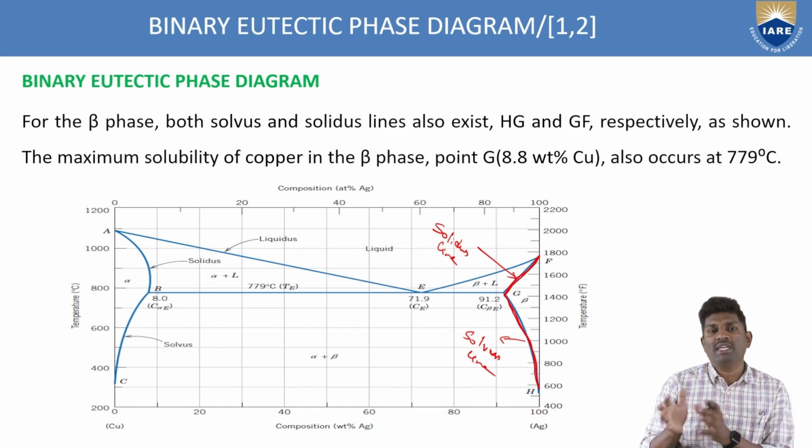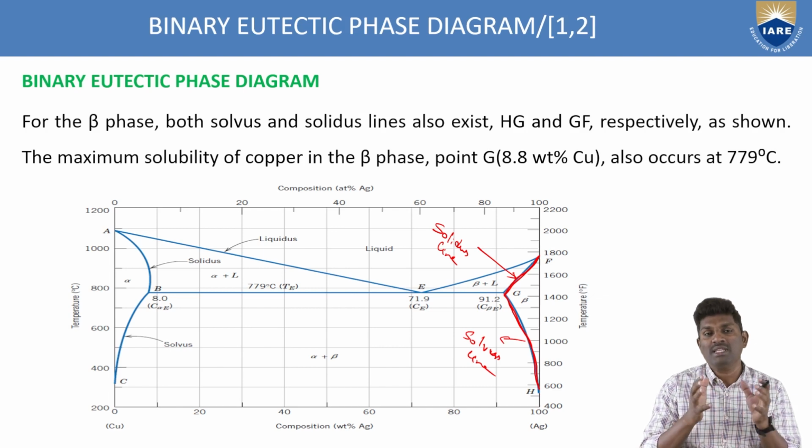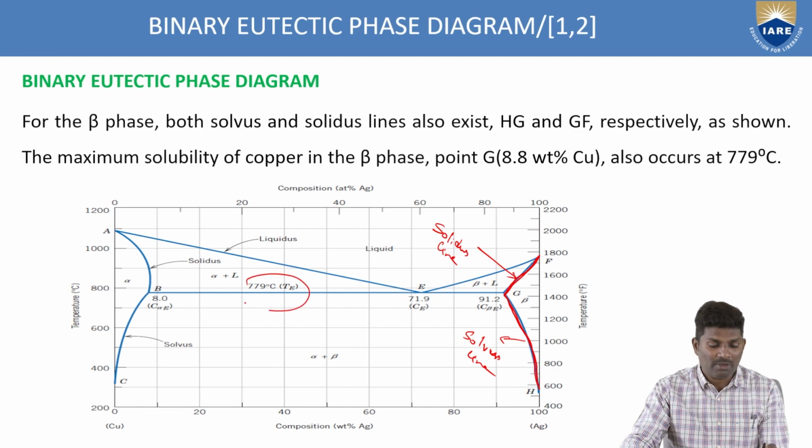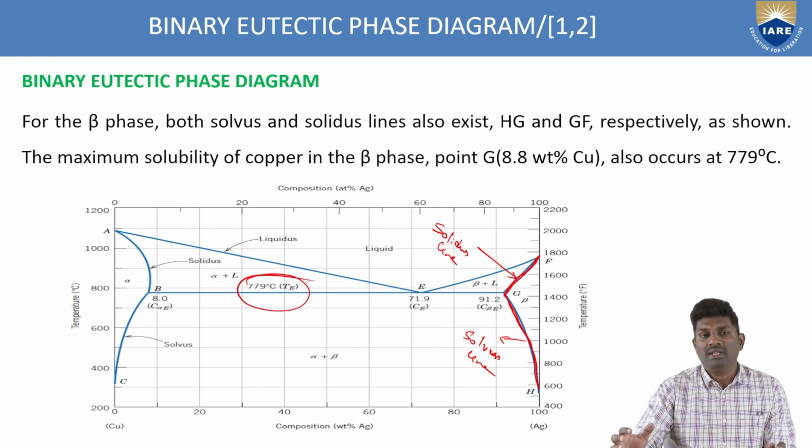So in both cases we have the solvus line as well as the solidus line, and we get these lines with the help of the separation line of the BEG curve, which is at 779 degrees centigrade. So this temperature is very important. At 779 degrees centigrade we are getting the BEG line. This separation line gives us the information about how much copper and silver are dissolved in the respective regions at what temperatures.